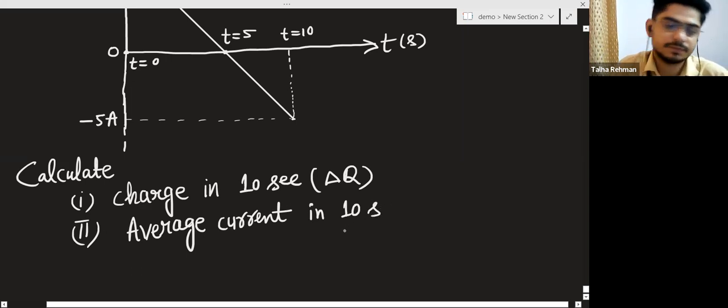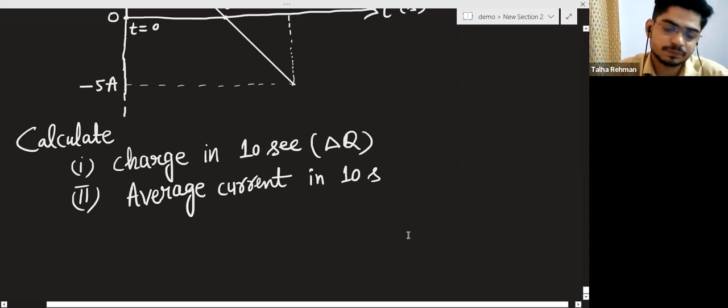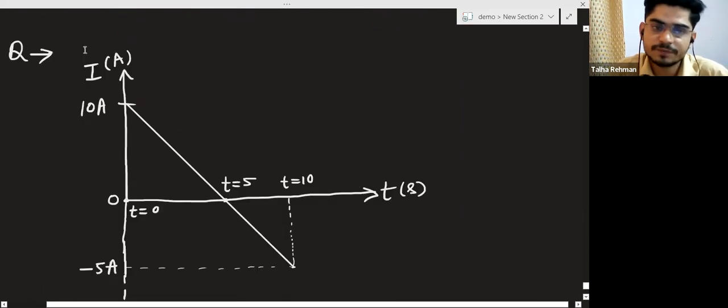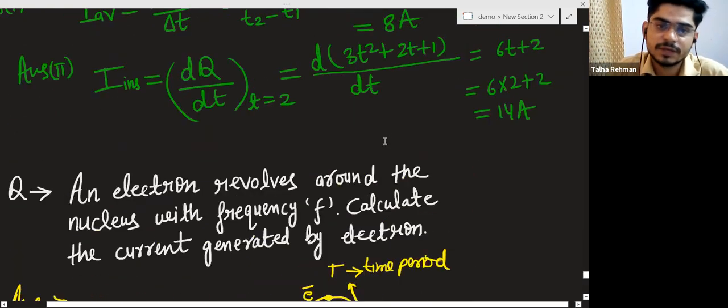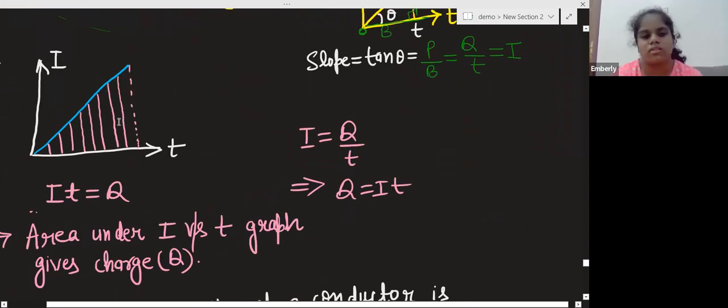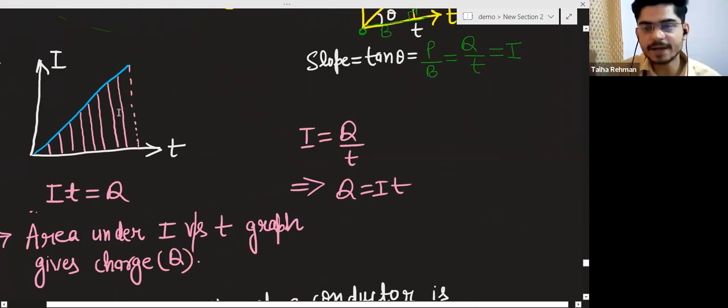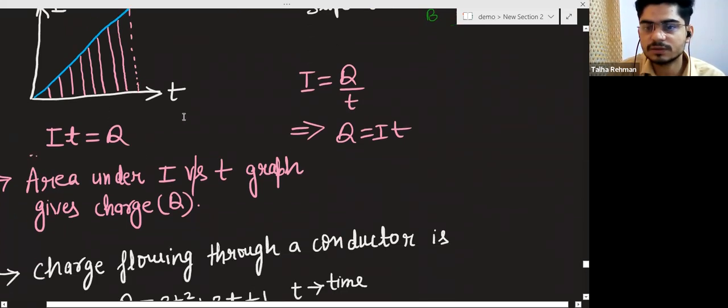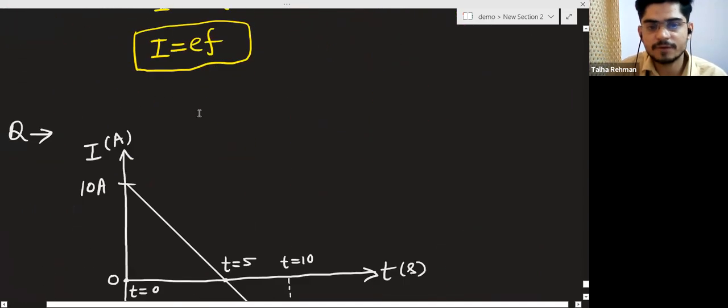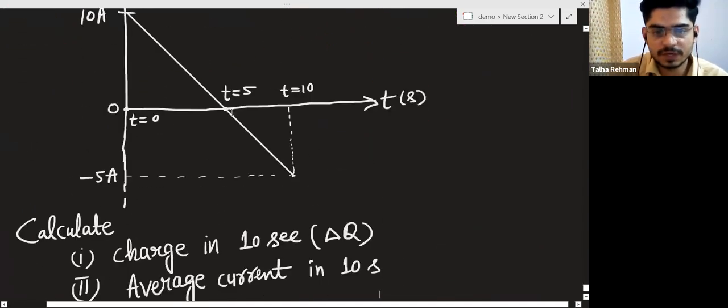10 seconds. Okay. Now what we will do? I have told you, if a graph of I versus T is given, the area under the time axis of this graph will give you the total charge. Okay, fine. So now let's see.